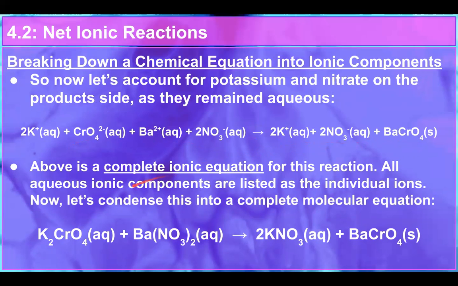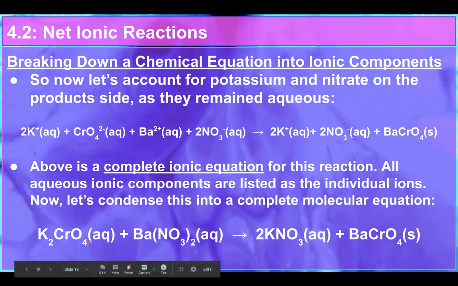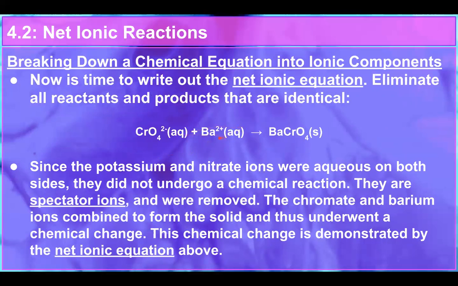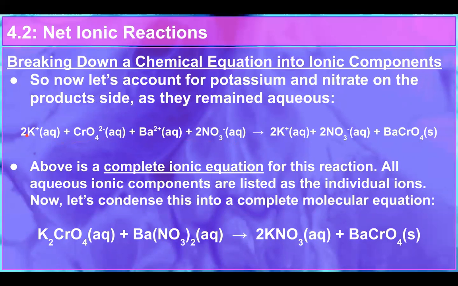We can simplify it a couple of ways. We could use the complete molecular equation by putting these together again: potassium chromate aqueous, the barium nitrate aqueous, and then putting these together, the potassium nitrate aqueous and the barium chromate solid. Or we can take away the things that are common on both sides. Notice how we have potassium aqueous, nitrate aqueous on this side, and then we also have them on this side. So that means we can just cross them out. We don't have to include them in our net ionic equation.